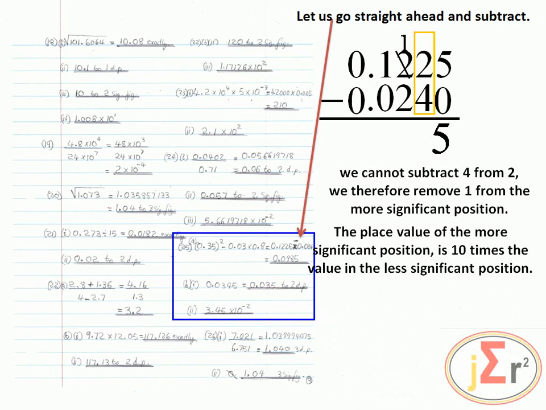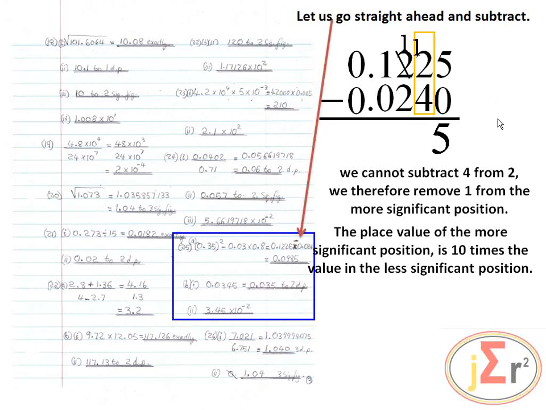The place value of the more significant position is 10 times the value in the less significant position. Therefore, when we take 1 from here, we'll have it as 10 here, because anything taken from here will be multiplied by 10 and placed here, because this position is 10 times greater than this one. So we have, removing a 1 will be 10. So there we have it.